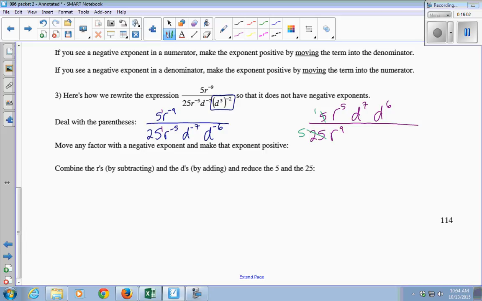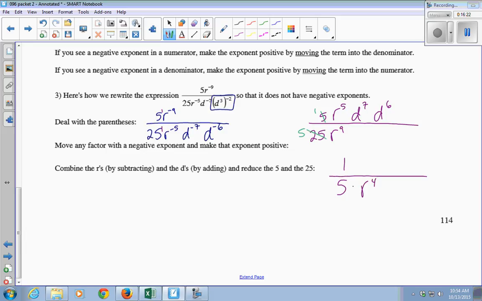And you put the result where the bigger one was, right? Because picture what this means. This means 5 r's times each other on top, 9 r's times each other on the bottom. You're going to cancel. You'll be left with 4 of them on the bottom. So this becomes 1 and r to the 5th over r to the 9th reduces to r to the 4th.